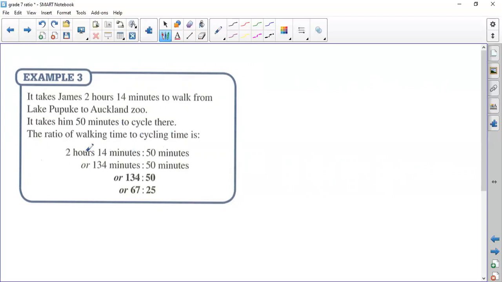So the unit of the first one is hours and minutes. So I have to convert them into minutes. It is 134 minutes to 50 minutes. And it is the ratio 134 to 50 or 67 to 25. Okay, so the units must be the same in order to have a ratio. And at the end, we don't have units, because the units get simplified.